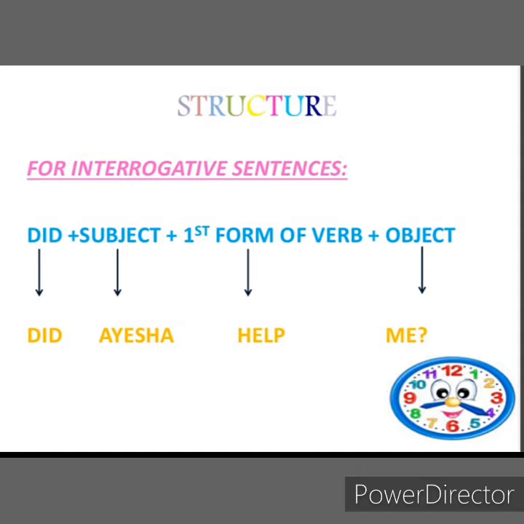Now structure of sentences in simple past tense for interrogative sentences. First of all did, then subject plus first form of verb plus object. For example, did Aisha help me? And then question mark.